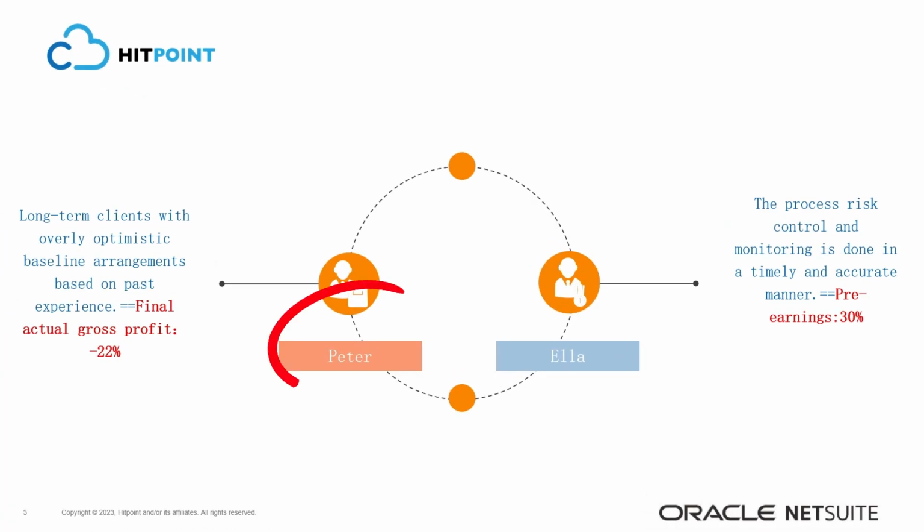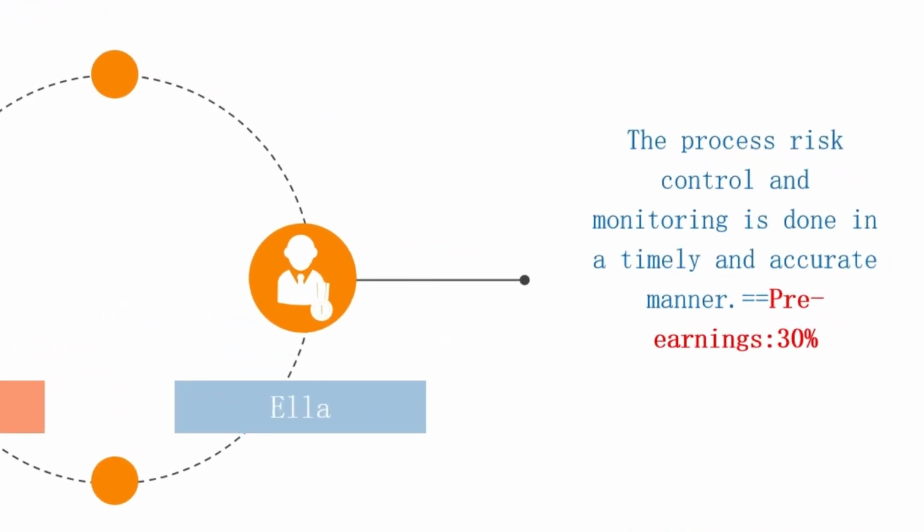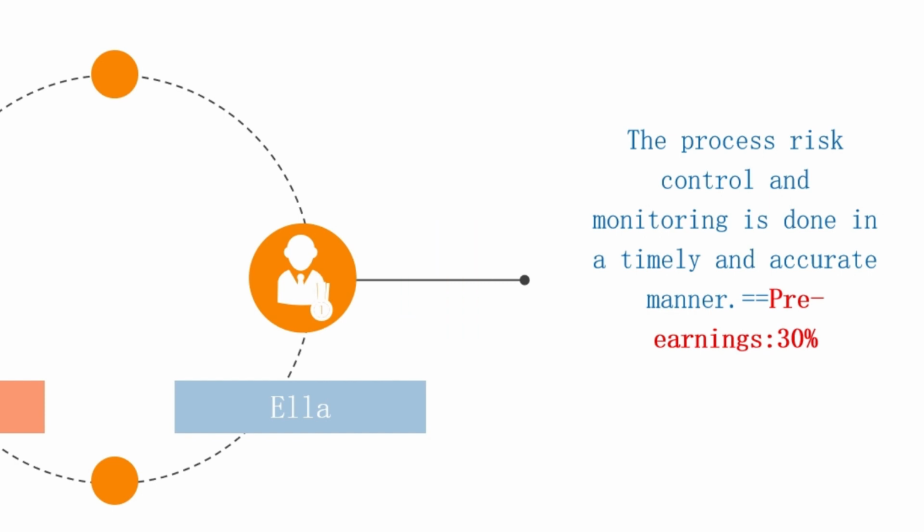Another example, Peter, the project manager, was so confident in his own project that he was overly optimistic in the baseline arrangement based on his past experience, which eventually led to the actual gross profit of -22% in the final account of the project. On the contrary, Ella, who was in charge of another project, carried out timely and accurate process risk control and supervision as scheduled, and finally obtained a good profit result, which made Peter regret.